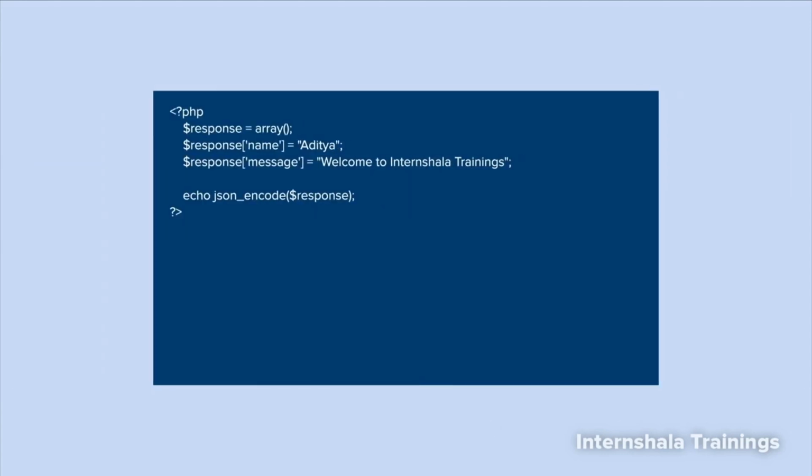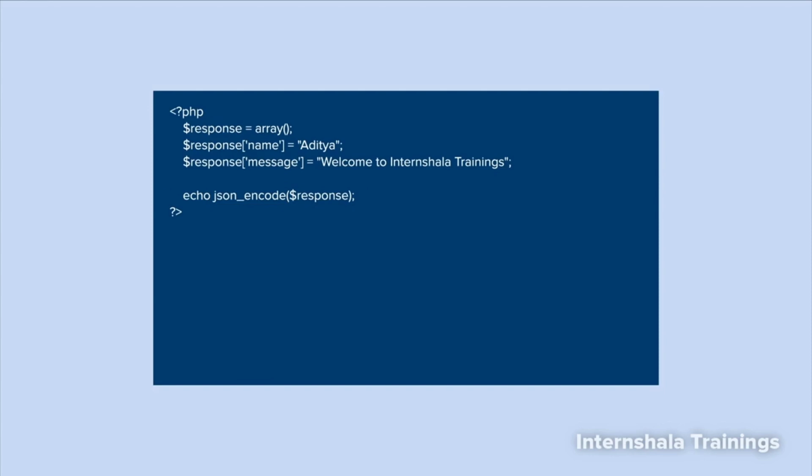So whenever the data is returned, it has to be in the form of an associative array. As you know, in an associative array, we pass key value pairs. Here, we have the key as name and its value is Aditya. And then we have another key as message and value as welcome to Internshala trainings. We are then encoding this associative array as JSON, meaning it will be converted into a string. In PHP, we have a function json_encode to which we are passing the associative array.